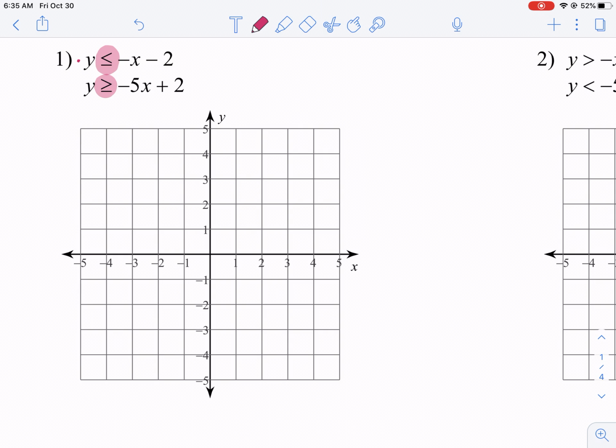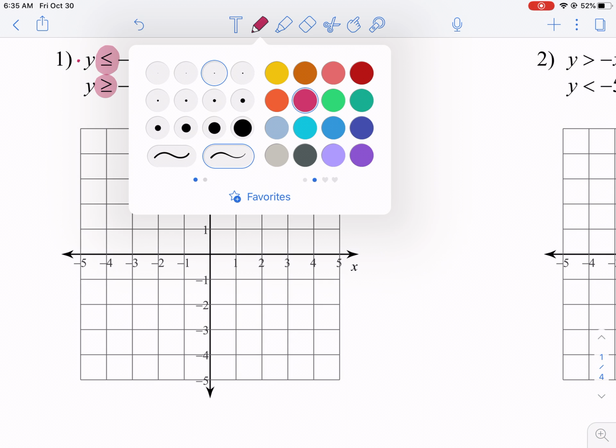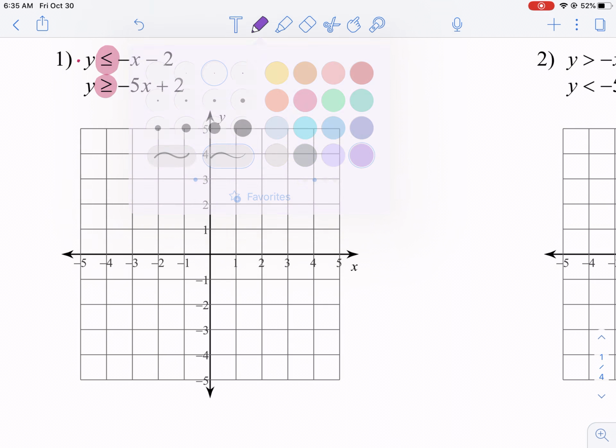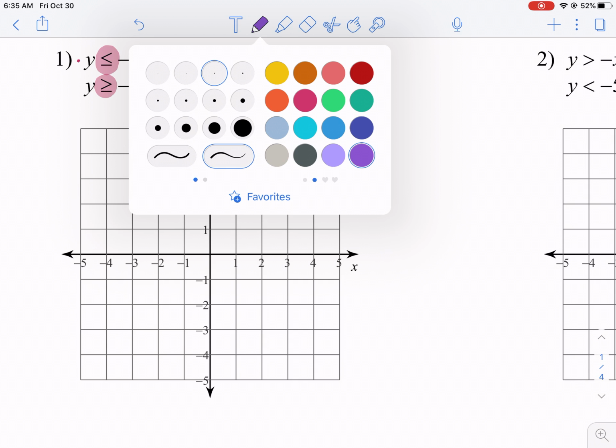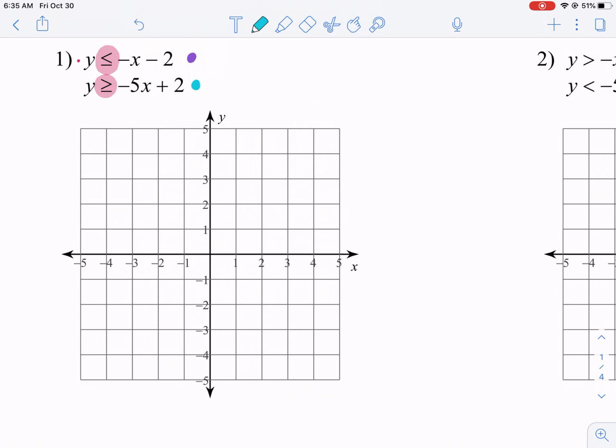So I'm going to do the first one here. Let's choose different colors for each of these lines. I'll choose purple for the top one, and light blue for the bottom one. So for the top one, my y-intercept is -2. My slope is -1, so -1 over 1. I'm going to go down 1, to the right 1, and I can keep doing that if I want, and even go in reverse. And then I connect my dots. And the other thing to keep in mind is it's a solid line because it's a less than or equal to sign.